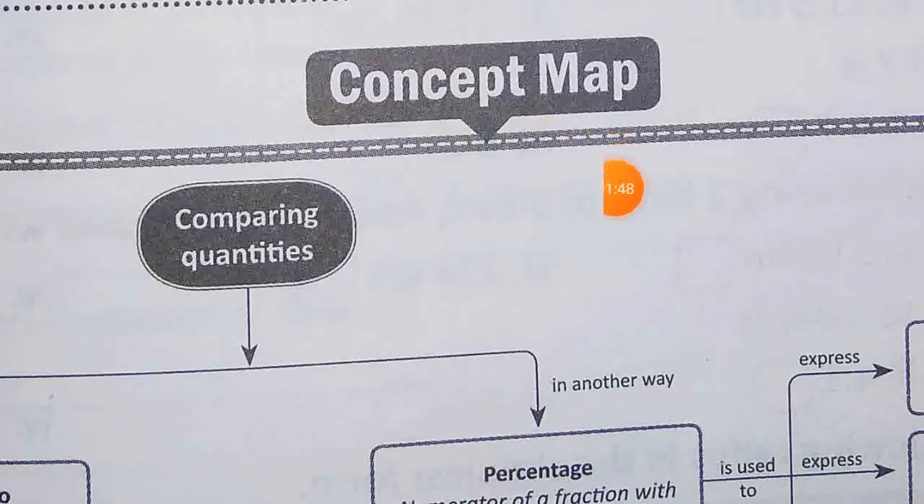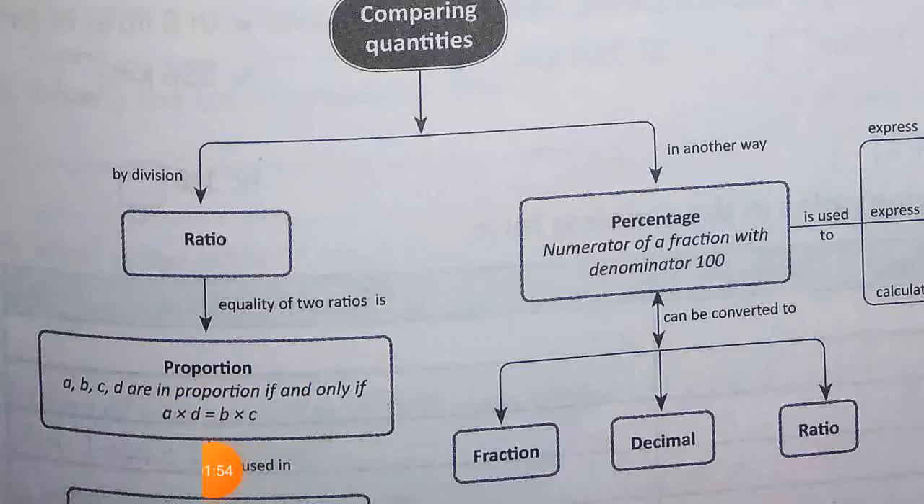Now the concept map. Comparing quantities. Comparing quantities by division, we derive the ratio. Equality of two ratios is proportion. A, B, C, D are in proportion if and only if the product of A and D is equal to the product of B and C. And comparing quantities in another way, percentage. Percentage is the numerator of a fraction with denominator 100, and can be converted to fraction, decimal and ratio.